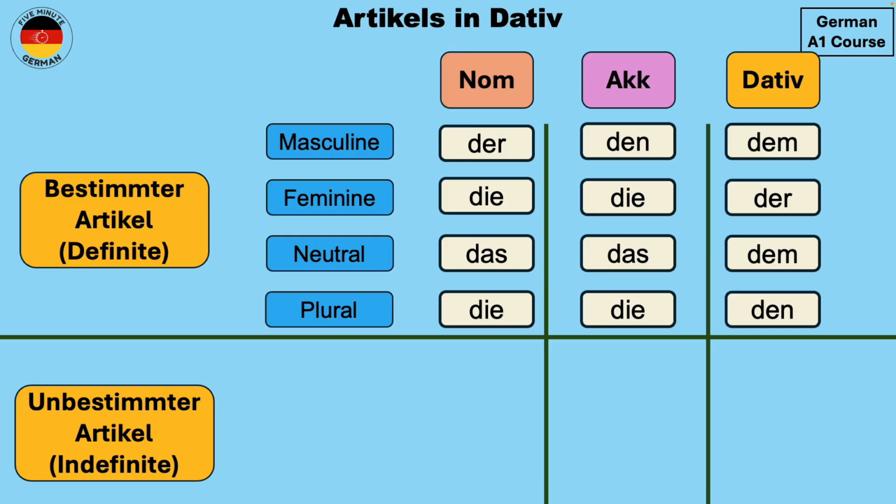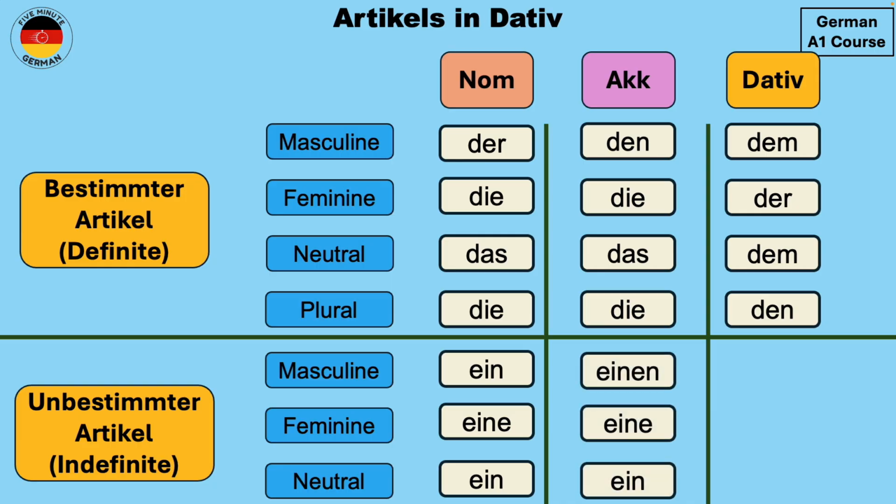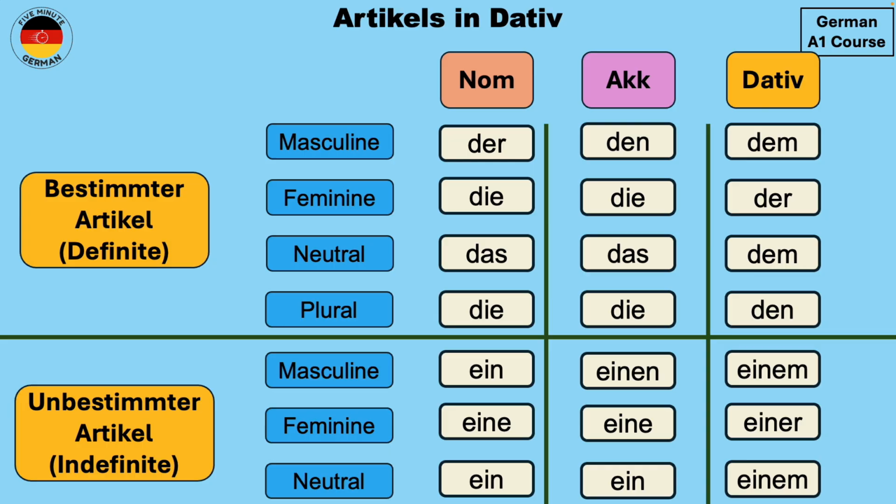For unbestimmte Artikel or indefinite articles, in nominative the article is ein for masculine, eine for feminine, and ein for neutral. For accusative, the article for masculine is einen, for feminine it is eine, and for neutral it is ein. For dative, the unbestimmte Artikel or indefinite article for masculine will be einem, for feminine it will be einer, and for neutral it will be einem. So these are the bestimmter and unbestimmter articles for dative in German. Now let's see how we can use them in sentences.